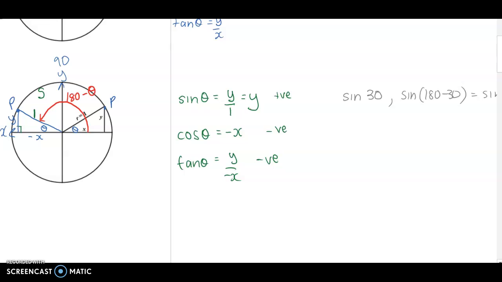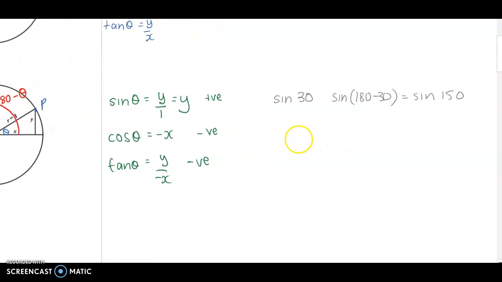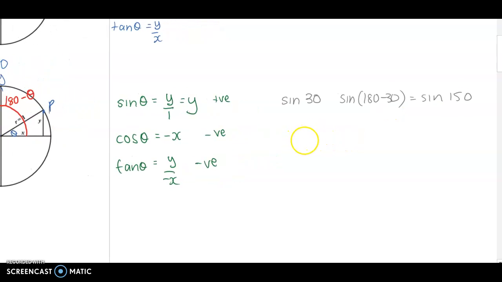Now, in our first quadrant, sine of 30 degrees is equal to a positive value. In our second quadrant, our sine of 150 degrees is also equal to a positive value. So we can say that those are going to actually be the same. So sine of 30 is going to be equal to sine of 150 degrees. What about cos though?